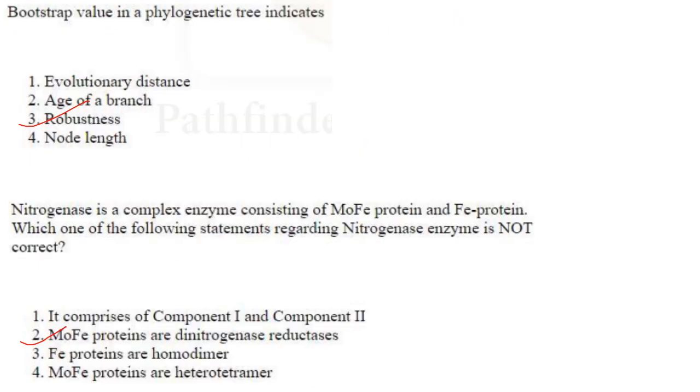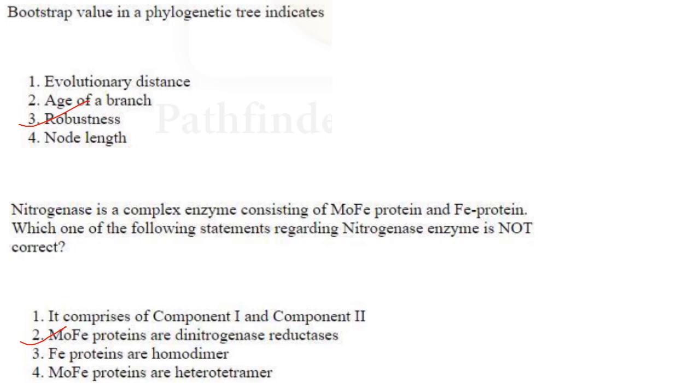Next question. Bootstrap value in a phylogenetic tree indicates. So it indicates robustness. Answer is option 3. Then next one. Nitrogenase is a complex enzyme consisting of molybdenum iron protein and iron protein. Which one of the following statement regarding nitrogenase enzyme is not correct? It comprises component 1 and component 2. So that is correct. Component 1 is known as dinitrogenase and component 2 is dinitrogenase reductase.